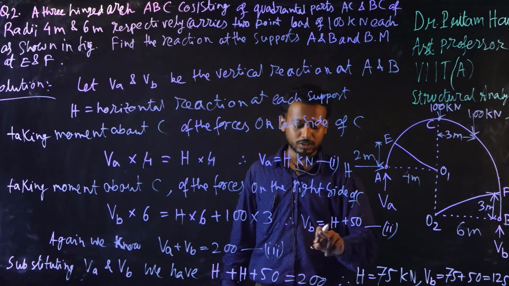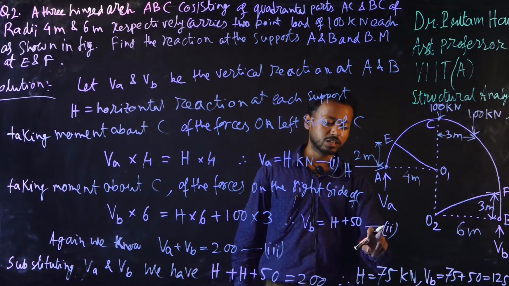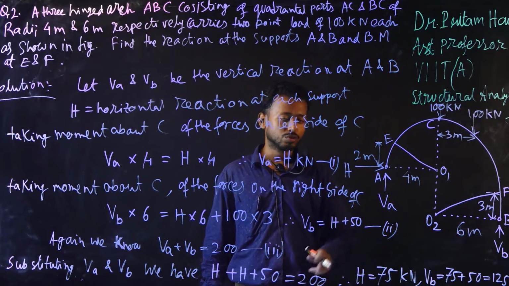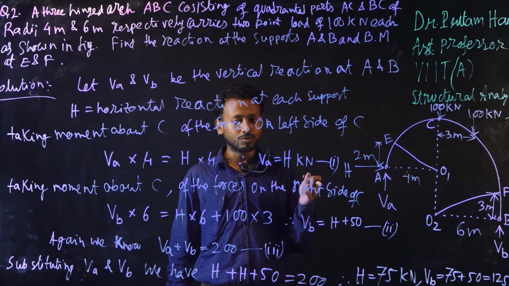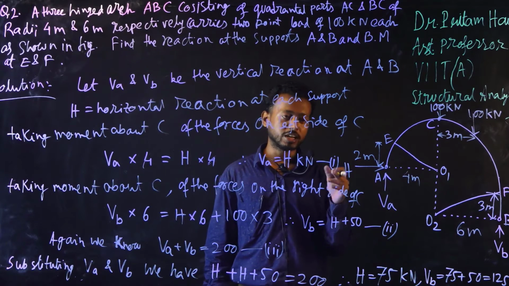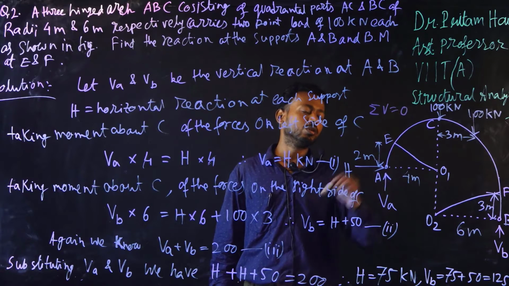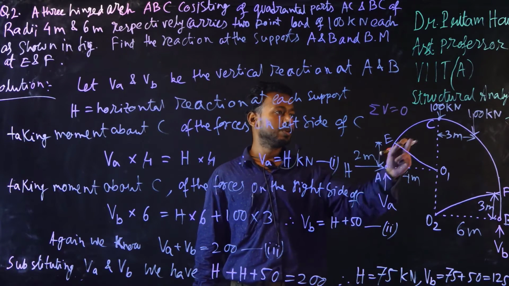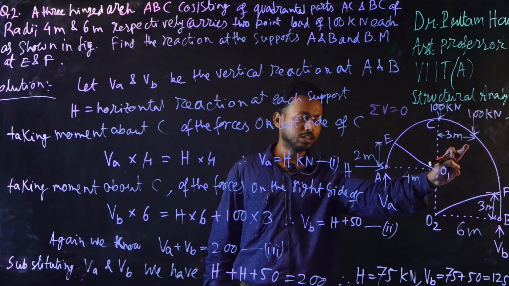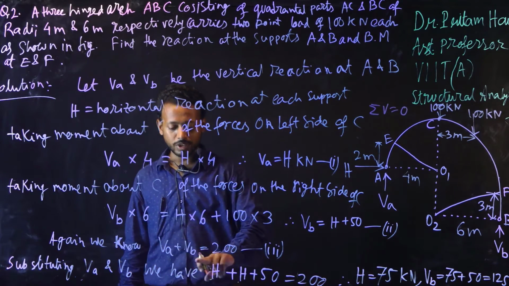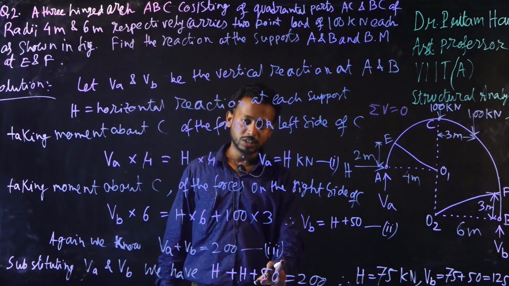So we have VB equals H plus 50. This is equation 2, okay? So we have equation 1 and equation 2, and from equilibrium, that is summation V equals 0, we have 100 plus 100, that is 200, equals VA plus VB. That means VA plus VB equals 200. This is equation number 3, okay?